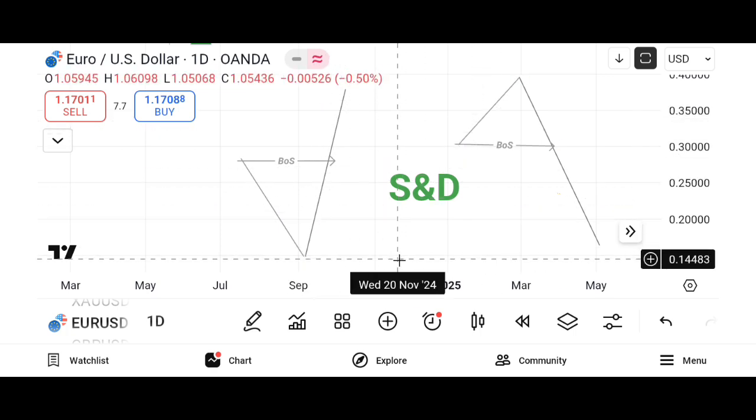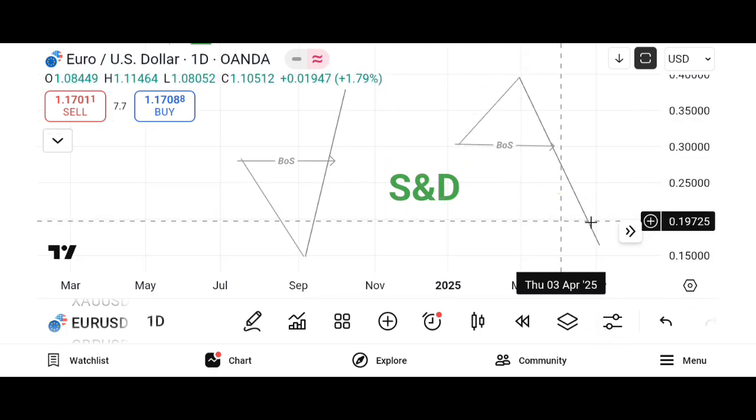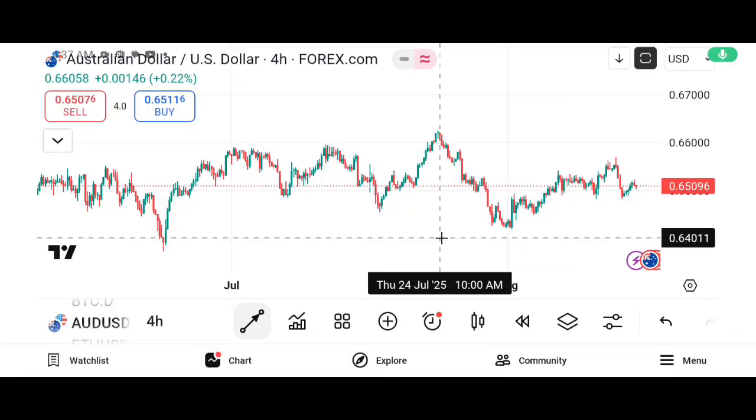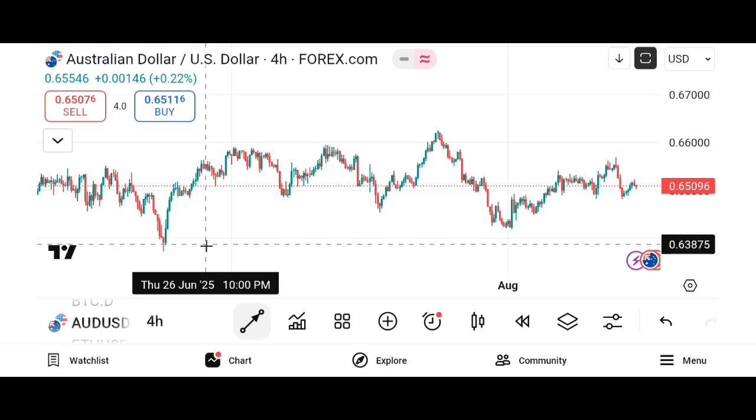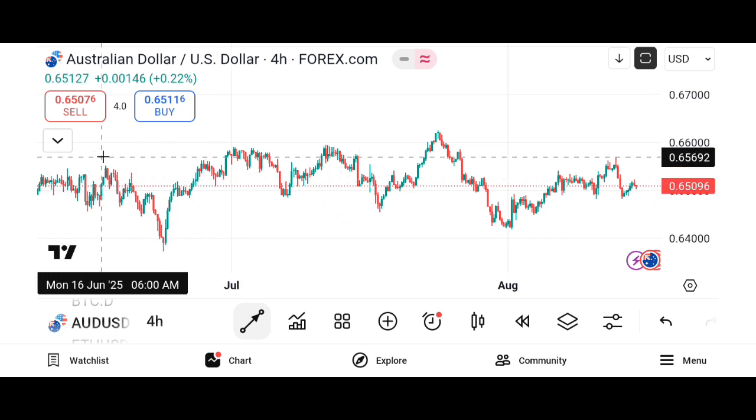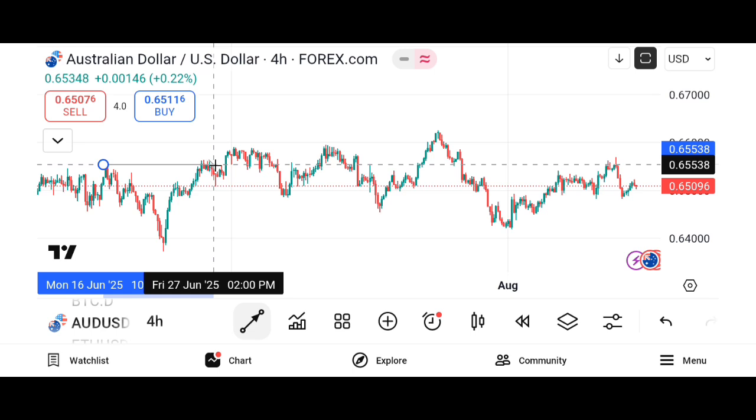So let's head to the chart and go spot out some demand and supplies. Here we are on Australian dollar USD, 4 hours time frame. So this is a bullish demand zone. This is a demand zone.